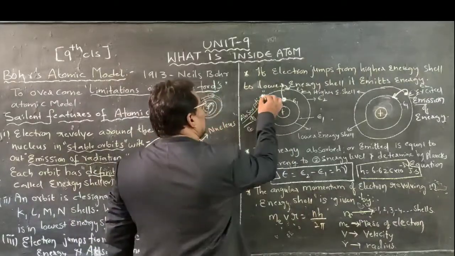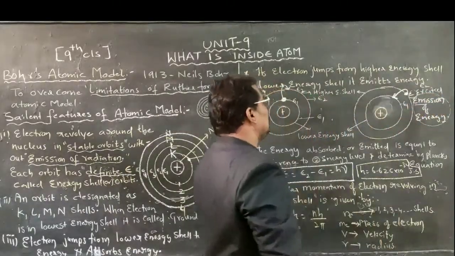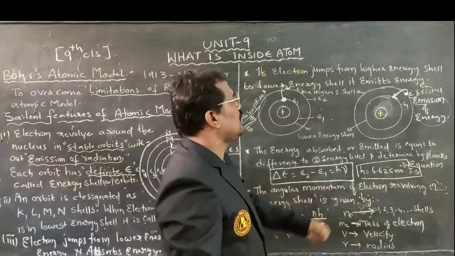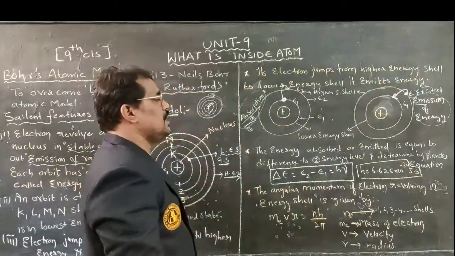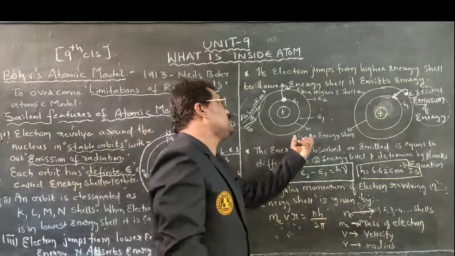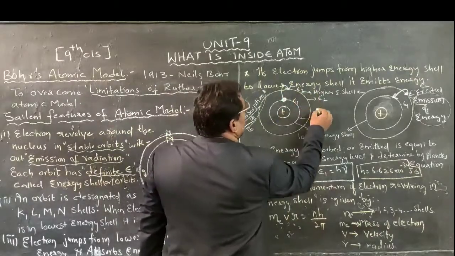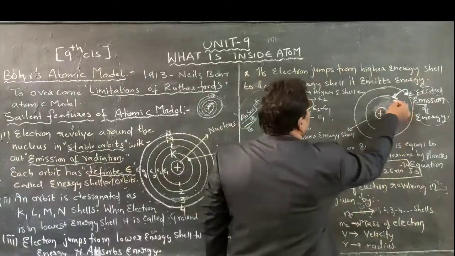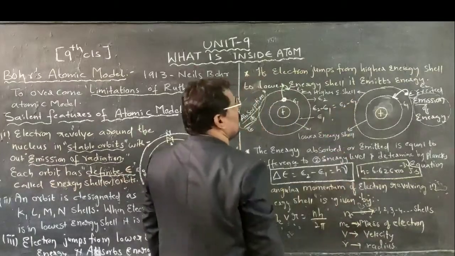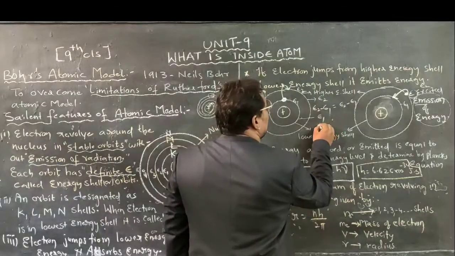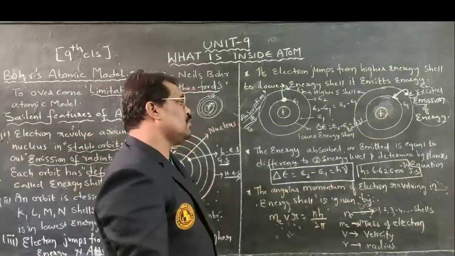Coming to the fourth point. Here energy is absorbed, whereas here energy is emitted, either when the electron jumps from a lower energy shell to a higher energy shell or from a higher energy shell to a lower energy shell. The energy absorbed as well as emitted is equal to the difference between these two energy levels. The difference here is E2 minus E1, and here also the difference is E2 minus E1. This is given by Planck's equation: delta E equals E2 minus E1 equals h nu.